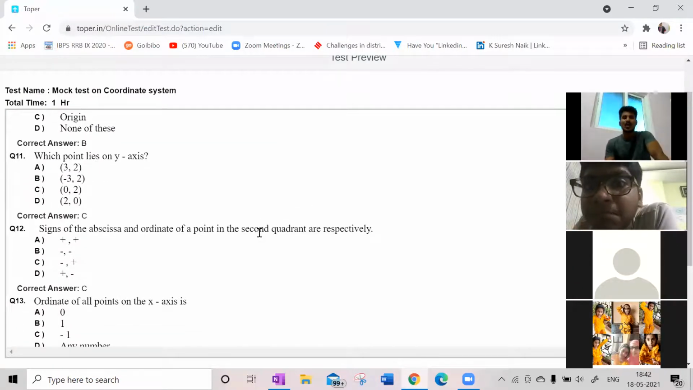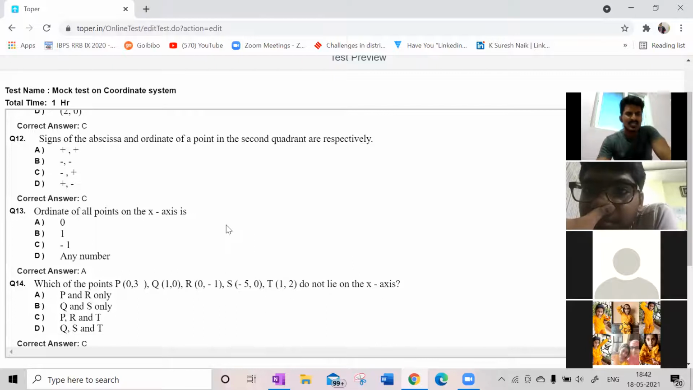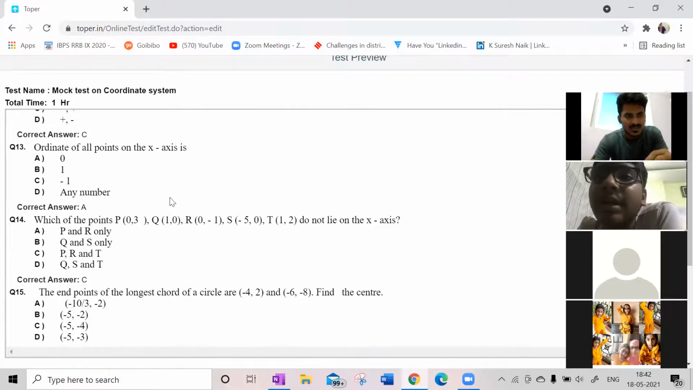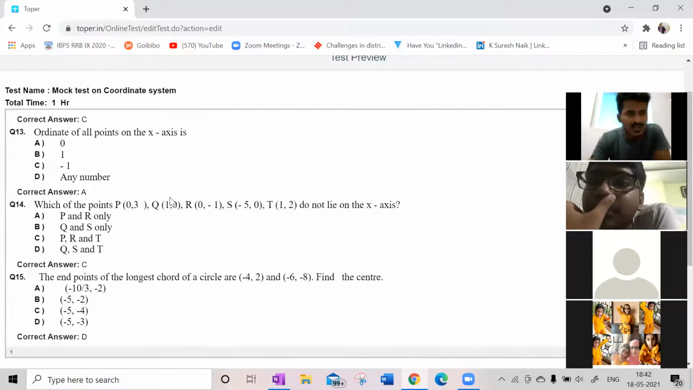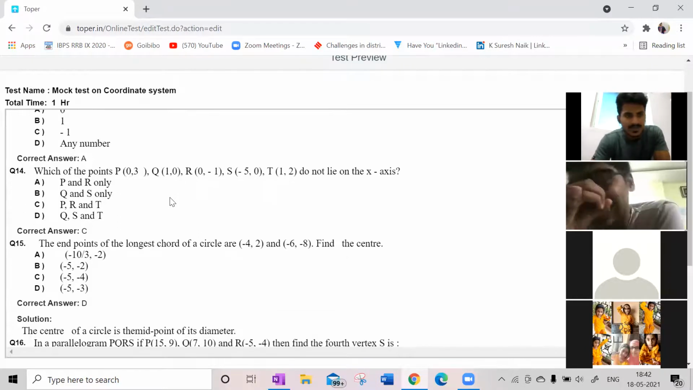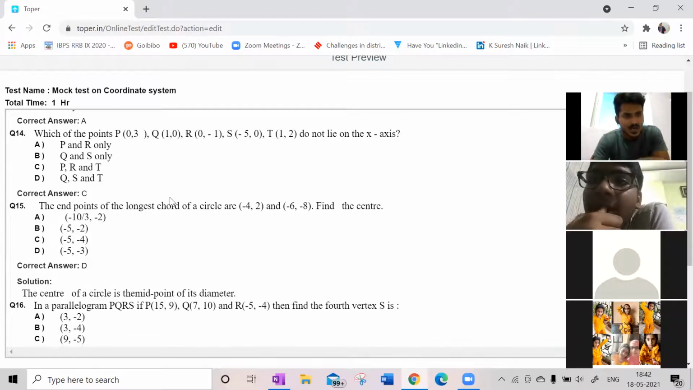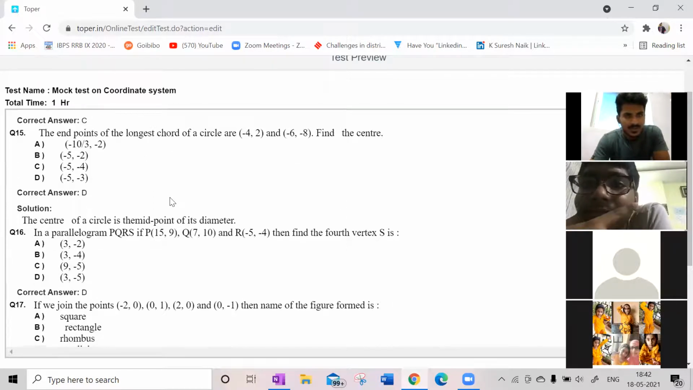Which point lies on the y-axis? Sir, option C. Very simple, same type of question. Signs of abscissa and ordinate of a point in the second quadrant respectively? Minus and plus. Ordinate of all points on the x-axis? Zero, sir. Very good. Yesterday we discussed this. Which are the points? We have already discussed this one. See, this has been discussed. Option C.